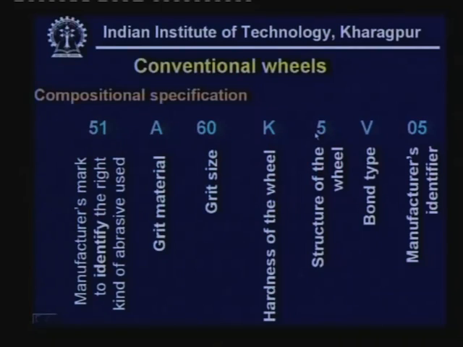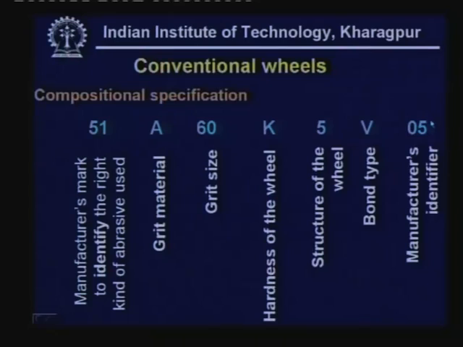Then we have the structure of the wheel. The structure of the wheel means what is the space available between the grits, and that is extremely important considering the freeness of cutting or accommodation of the fluid, which serves like a chip pocket or the fluid pocket. Then comes the type of bond, and here this V stands for the vitreous bond. We can have different types of bond. Then we have another number which also recognizes a particular type of wheel which has been made under some manufacturing process. So, this number which comes at the end and the number which comes at the very beginning belong to the manufacturer, and the specification in between actually characterizes the basic compositional features.